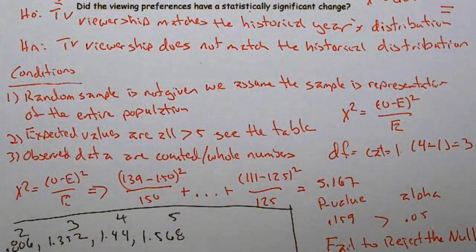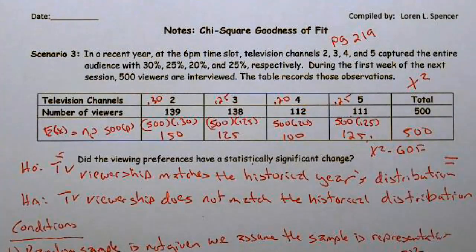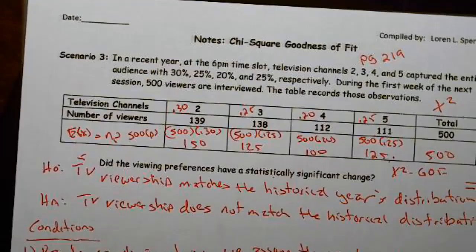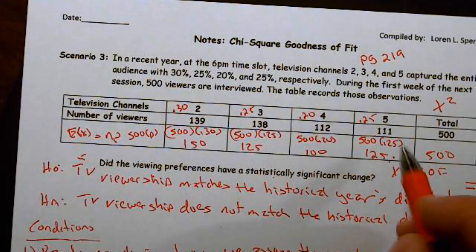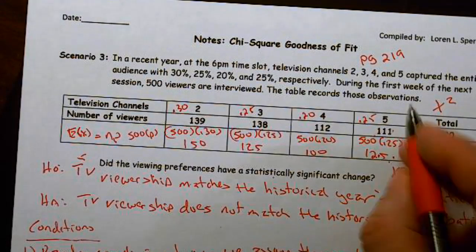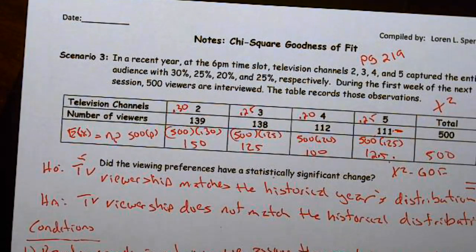It had the biggest change overall. When I look at it, this one had the biggest change, and I know that based on the contribution. And I can look at these and tell whether they had a positive change or a negative change. So I expected 125 and I got 111. So this had a negative change and it happened to be the biggest.